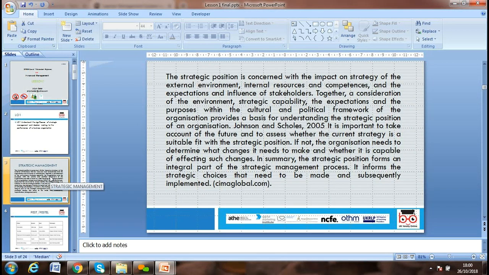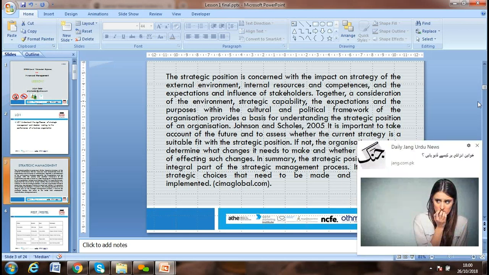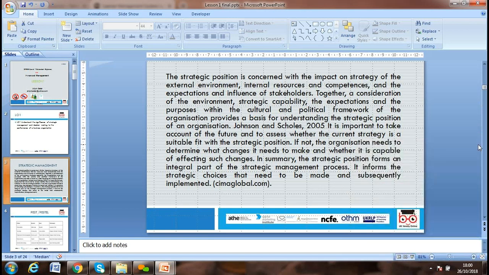So next is the strategic position in our organization, which is impacted by the external environment, internal resources and competencies, and expectations, so the influence of stakeholders. So financial management can play a key role in the success or failure of organization strategy, where we need to manage the resources. So we need to make sure we are clear in terms of the financial resources we need to manage.